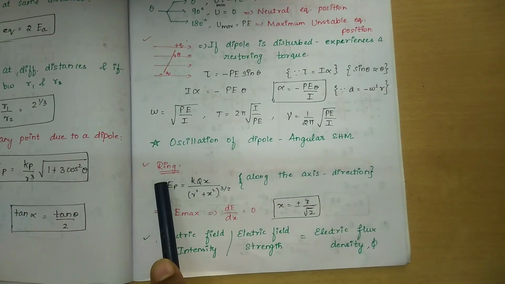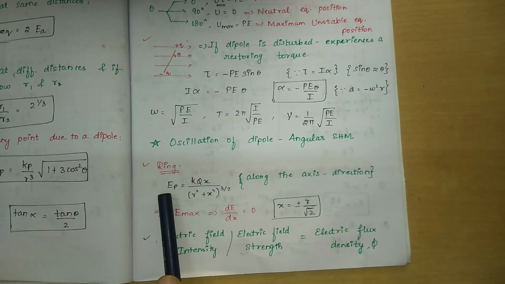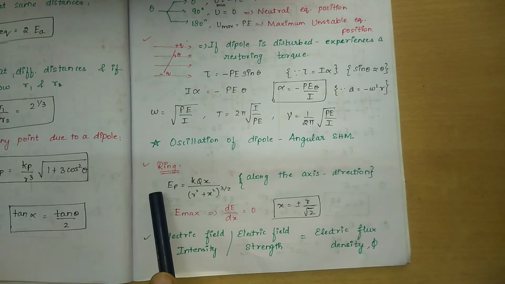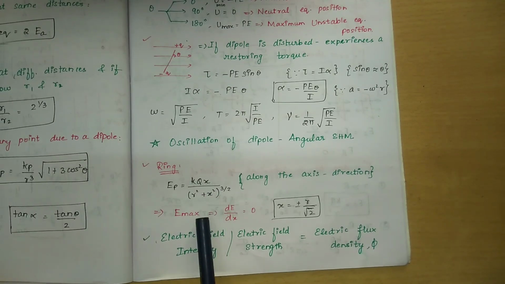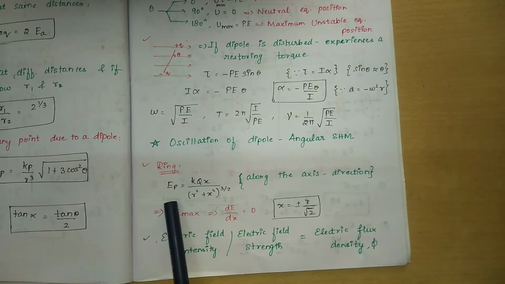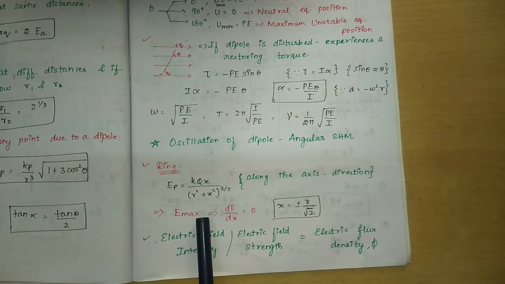Then the electric field due to a ring at point P along the axis of the ring is EP equals KQx divided by (R square plus x square) whole power 3 by 2, and the direction of the electric field is along the axis. They will also ask at which point on the axis the electric field is maximum. For maximum, you differentiate the electric field and set it to 0. So apply this to the equation.